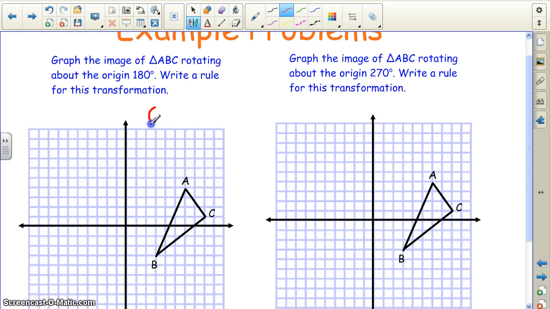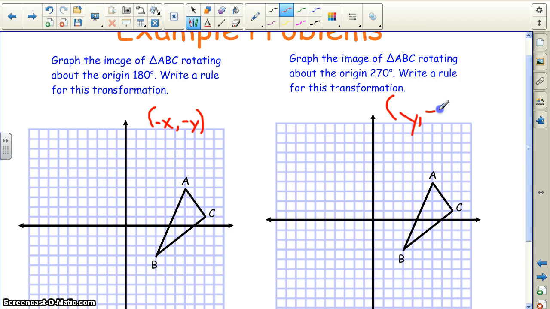All right, so after you've done pausing the video here, the rules for your 180-degree rotation: the x and y values actually end up staying in the same position, but instead of being positive, now they're both negative. Okay, so they stay in the same order, but they change signs. And then with the 270-degree rotation, they switch again, so it's going to be y, x.